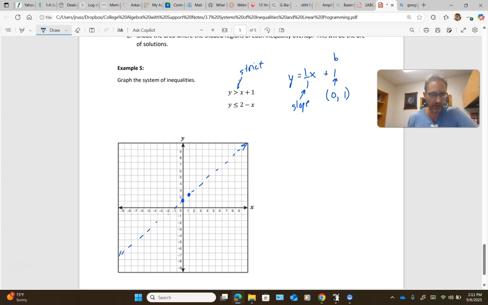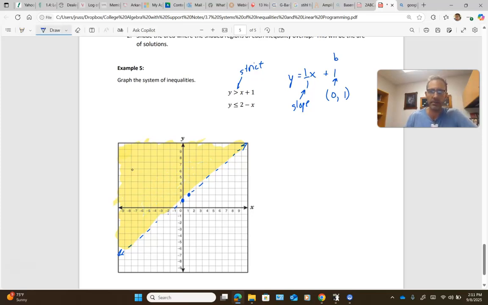Okay, and now I need to figure out where to shade. Well, this says that y is strictly greater than x plus 1, so I'm going to shade above. I'm going to be shading all of this region here. Okay, so this region that I'm shading satisfies that first inequality.